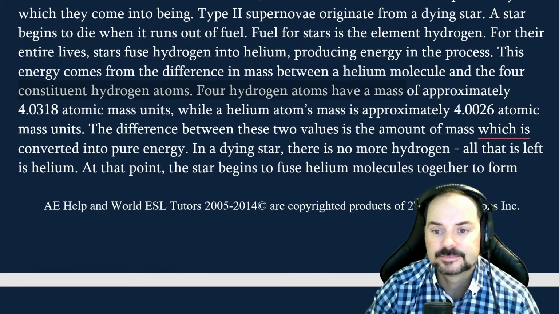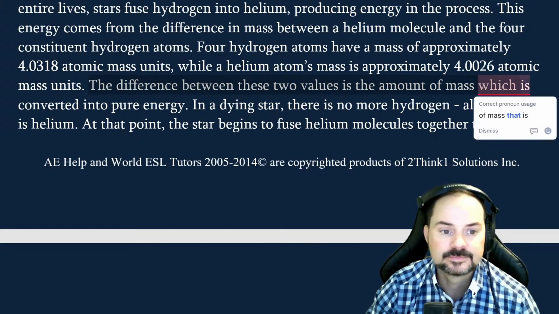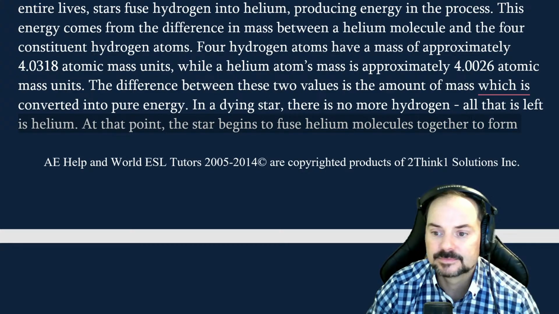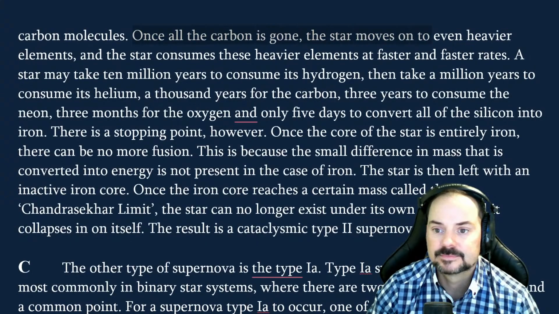4 hydrogen atoms have a mass of approximately 4.0318 atomic mass units, while a helium atom's mass is approximately 4.0026 atomic mass units. The difference between these two values is the amount of mass which is converted into pure energy. In a dying star, there is no more hydrogen. All that is left is helium. At that point, the star begins to fuse helium molecules together to form carbon molecules. Once all the carbon is gone, the star moves on to even heavier elements, and the star consumes these heavy elements at faster and faster rates.